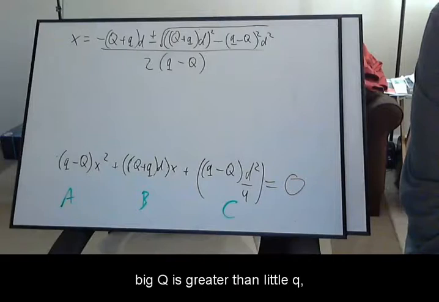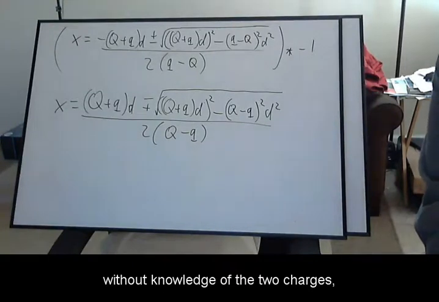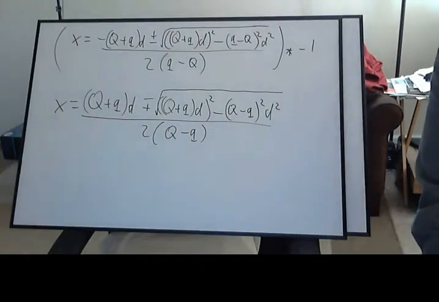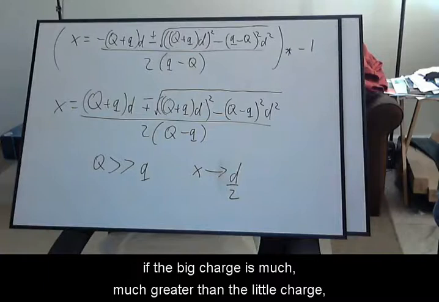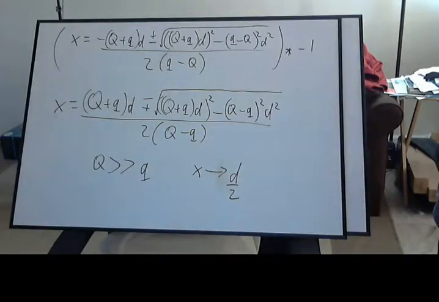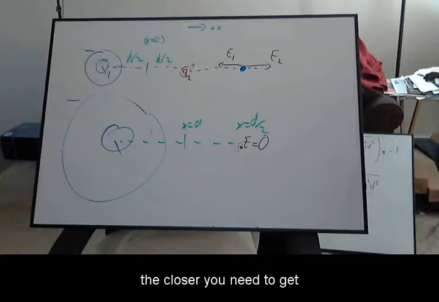Because big Q is greater than little q, let's clean this up slightly. As mentioned, this is difficult to simplify without knowledge of the two charges and the distance. However, you can check that if the big charge is much, much greater than the little charge, then x approaches d over 2, i.e., the greater the charge difference, the closer you need to get to the smaller charge for the electric field to become zero.